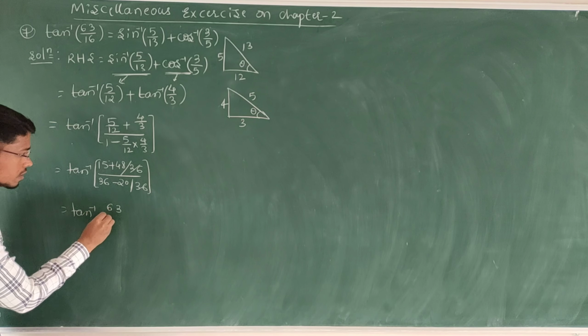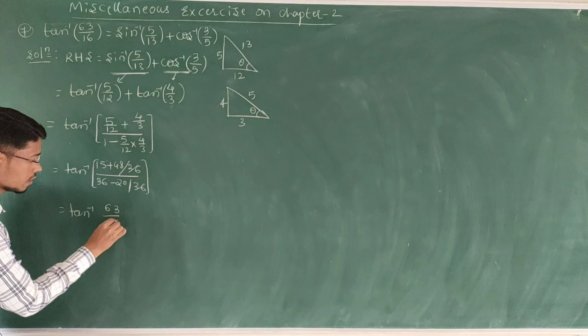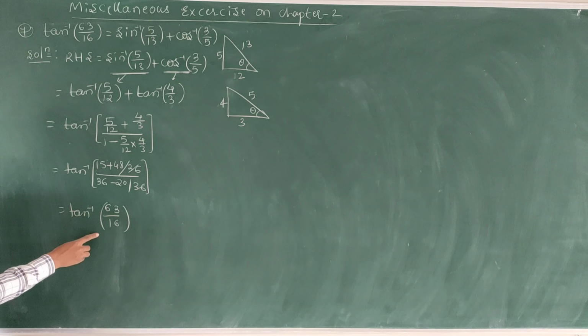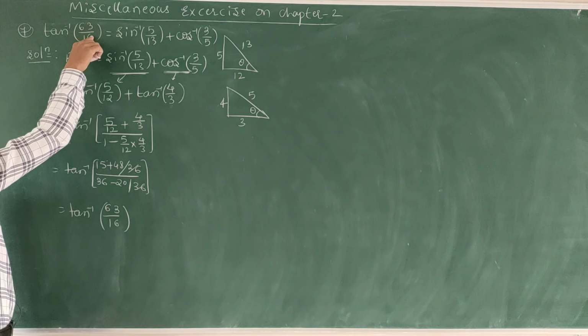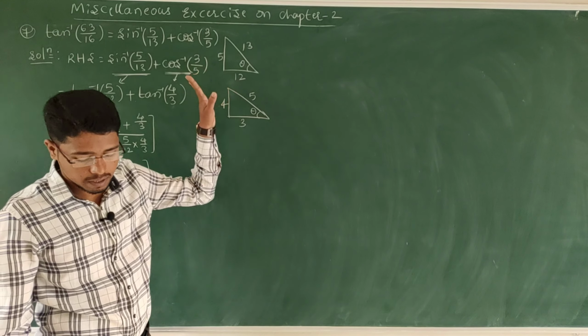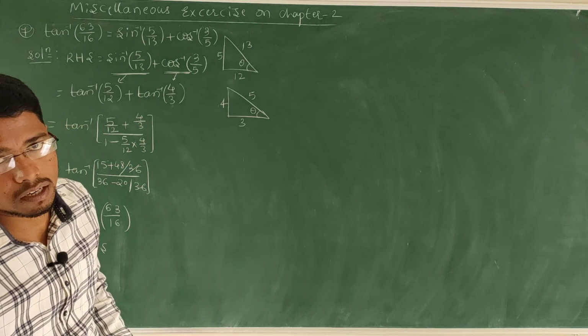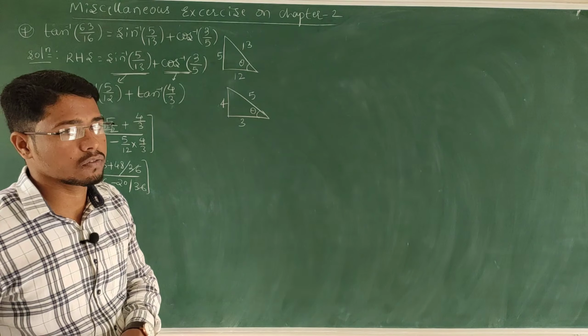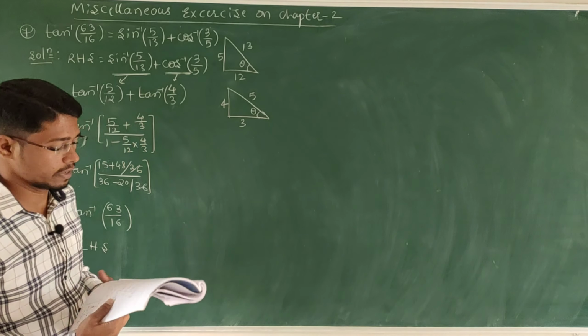36 minus 20 is 16. Okay, see, the required result is tan inverse of 63 by 16, right? This is equal to the RHS. Okay, a very simple way: just use the right angle triangle and triplet concept. Okay, if you know the triplets very well, you can solve it very easily.